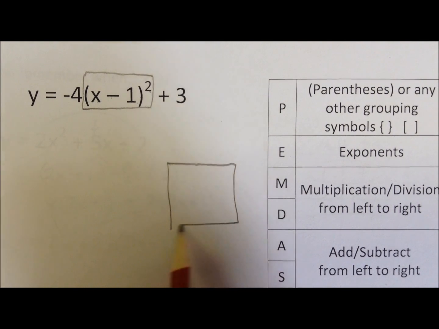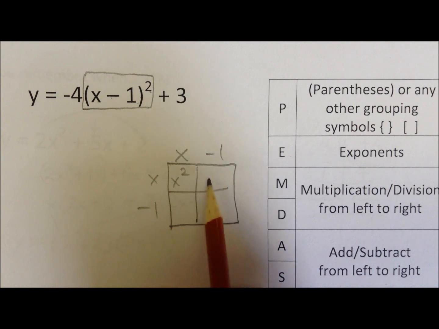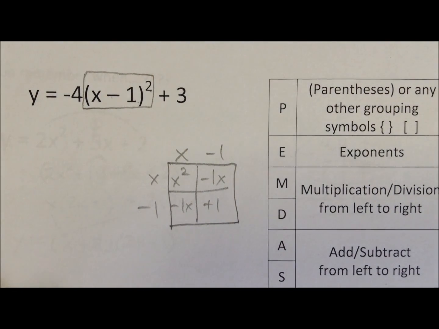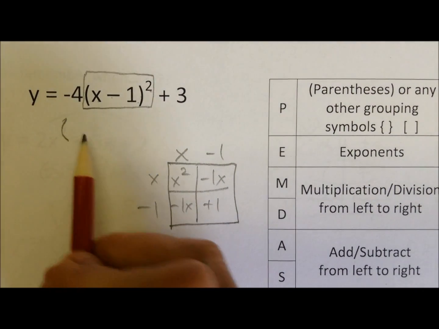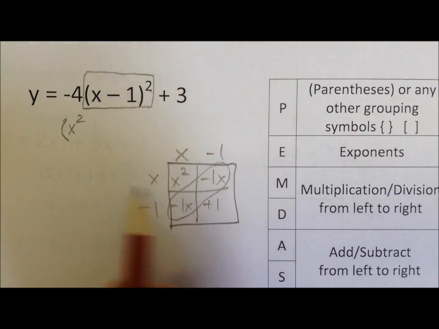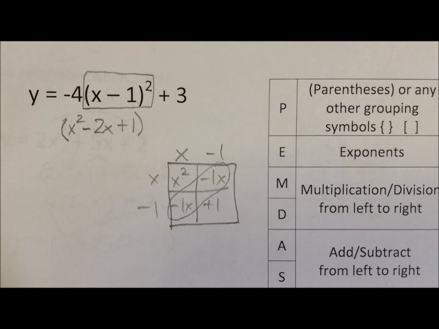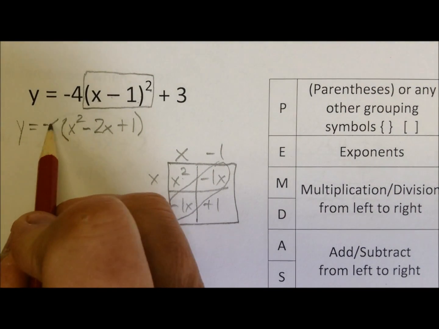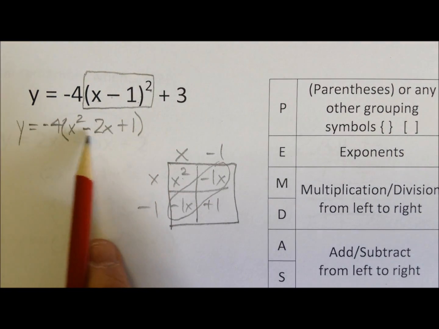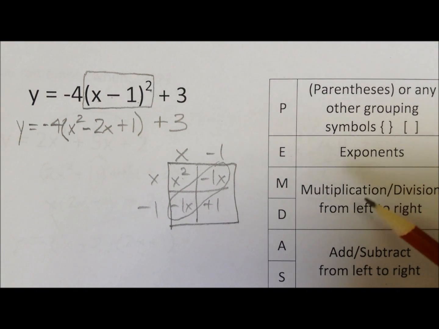So I need to multiply x minus 1 by itself. Remember, a negative times a negative is a positive. And I write that trinomial. You got x squared. These aren't zero pairs. This is going to be a negative 2x. And a negative times a negative is a positive. So now I have y equals -4 times the result, which I've written in trinomial form, and then I have a plus 3. Next, my order of operations is to multiply.